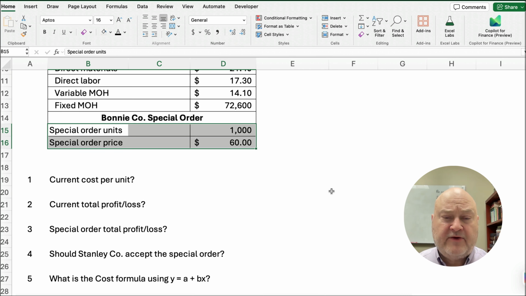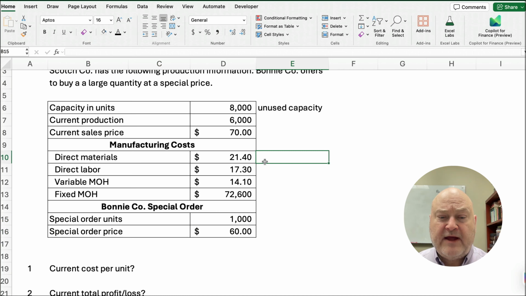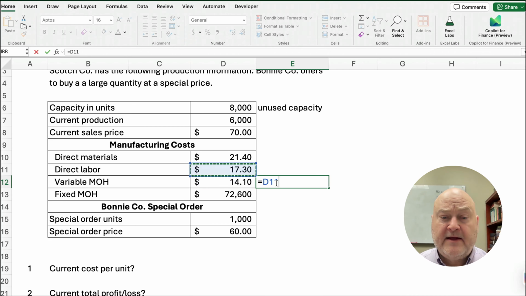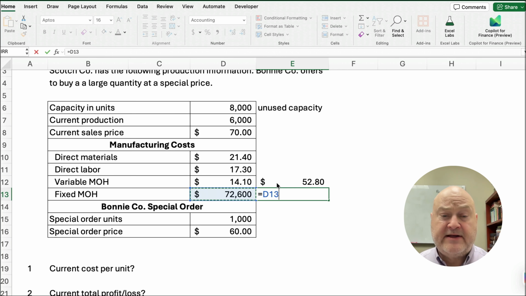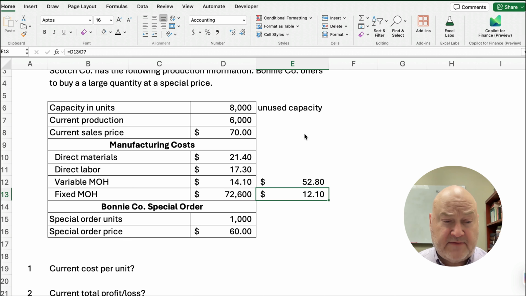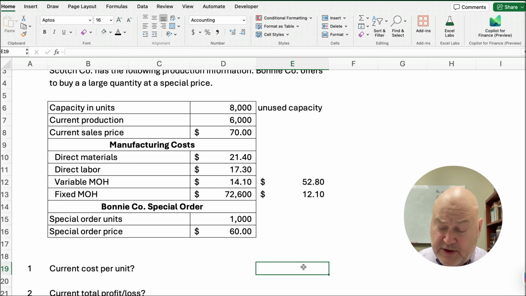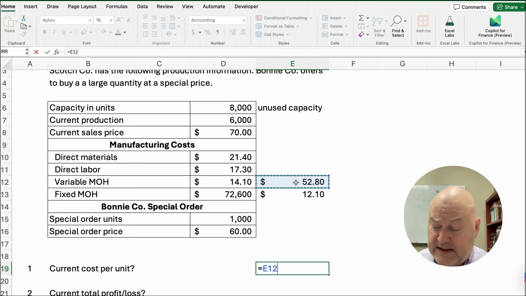What is the current cost per unit? Well, what we have is our three variable costs. So let's figure out our three variable costs here. It's $21.40 plus $17.30 plus $14.10. So our variable costs are $52.80. What is our fixed overhead cost per unit? Well, we're going to take 72,600 divided by the production of 6,000. So that's $12.10. So what is our current cost per unit? Well, it's going to be $52.80 plus $12.10.